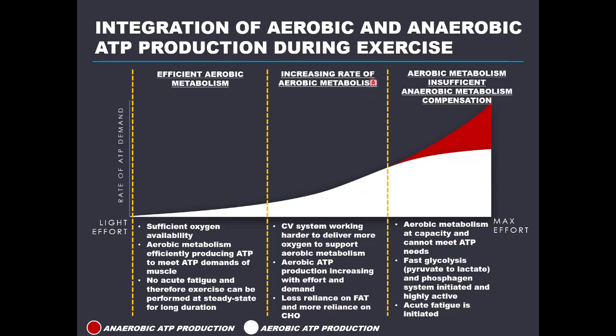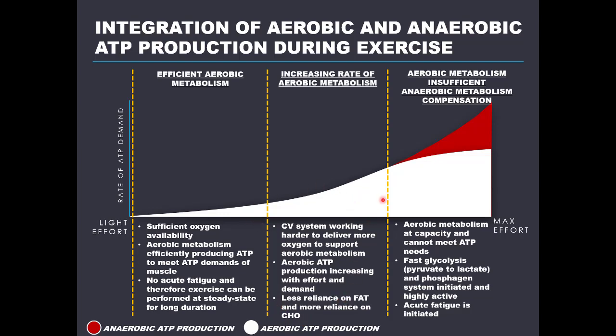So as you increase intensity, say within this zone right here, your aerobic systems start to ramp up to meet the increasing rate of ATP demand by the muscles, because your muscles are obviously contracting harder and need ATP at a faster rate. So the cardiovascular system, which we'll talk about towards the end of the semester, is working harder to deliver more oxygen to support the aerobic metabolism, right, in the mitochondria. The aerobic ATP production increases with effort or workload and ATP demand. As we discussed in the previous slide, it is becoming less reliant on fat and more reliant on carbohydrates because, again, carbohydrates can provide ATP at a faster rate than fat.